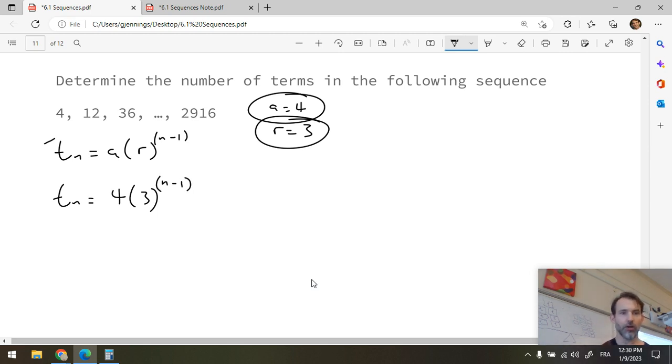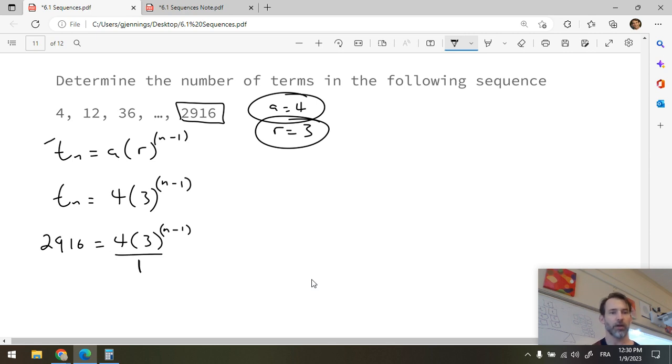Now we know that 2,916 is T of n. We just need to find n. What number term is that? So sub it in here for T of n. 2,916 equals 4 multiplied by 3 raised to the power n minus 1. So can you divide by 4 first? Absolutely. Take away that 4 by division and do that in your head. 4 goes into 29 7 times, leaves 1 remainder.